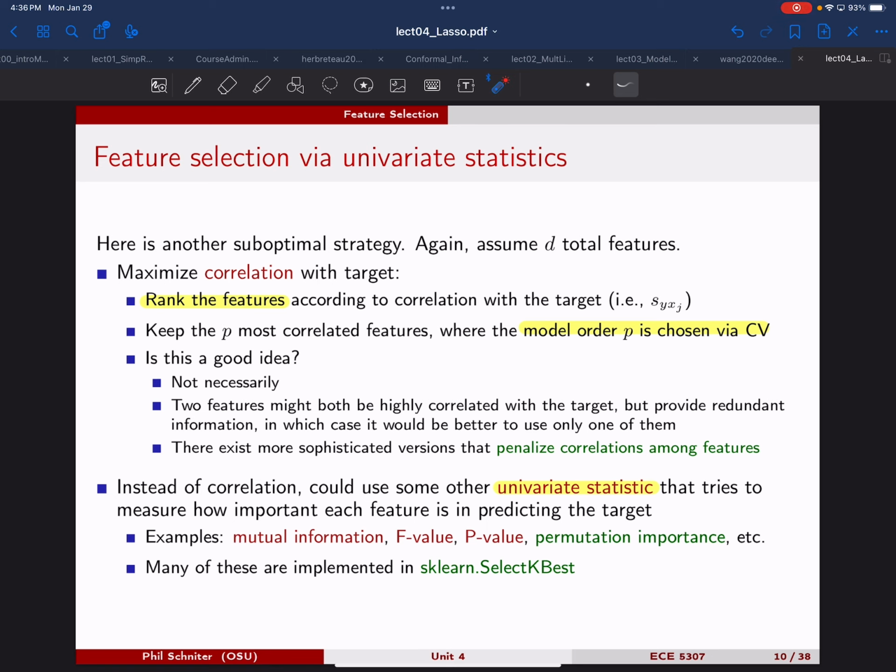All right, so this is the second class of methods. So this is all we'll say about them. Are there any questions on this class of methods?